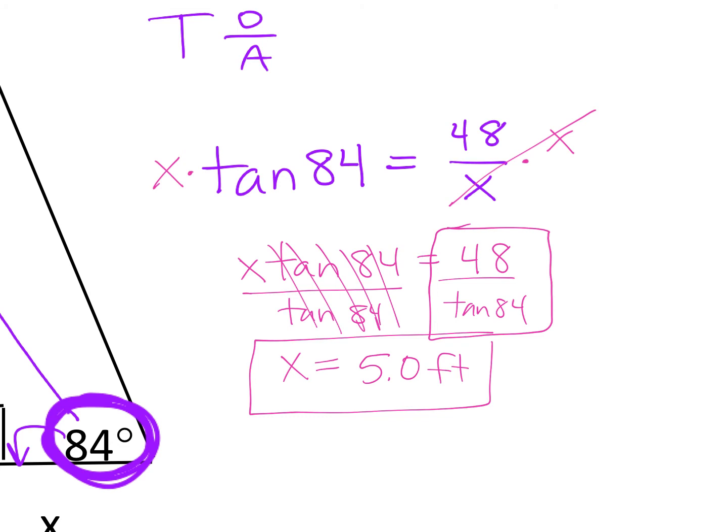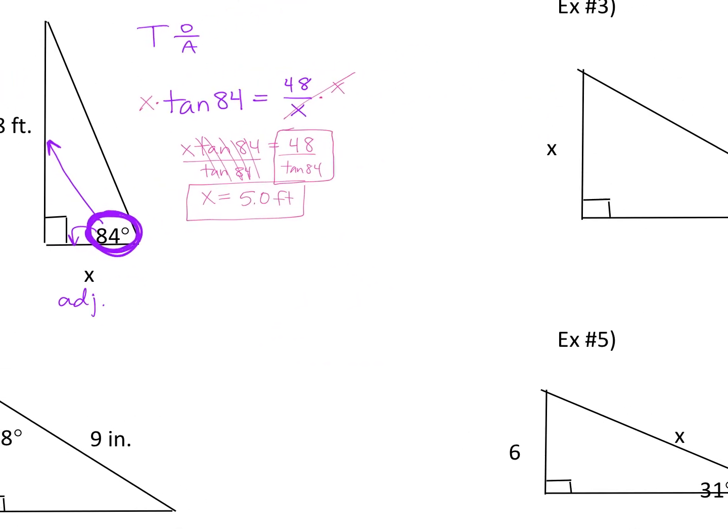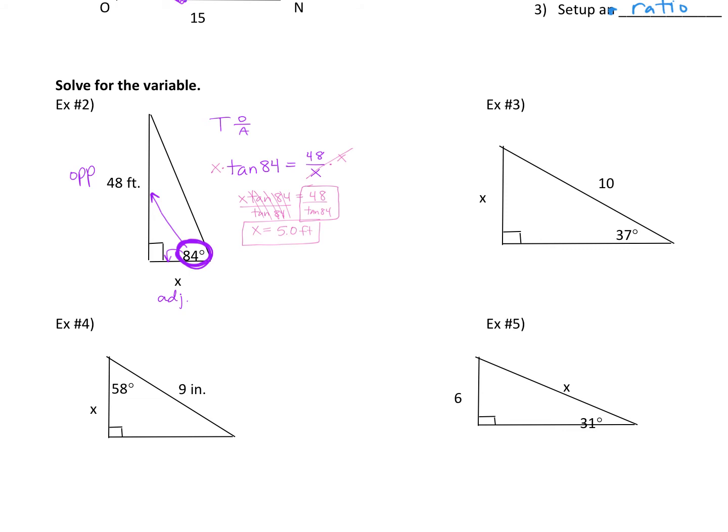Can you just write 5 feet? Nearest tenth, so 5.0. Yes, 0.0 is nearest tenth, right? Don't leave the zero off. If you say 5, it could have been 5.1, 5.2, 5.3, 5.4. So put that 0 on there. Questions on that?